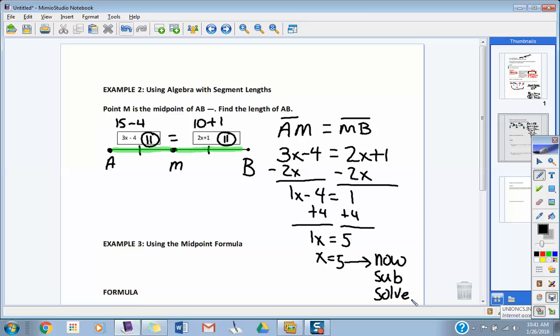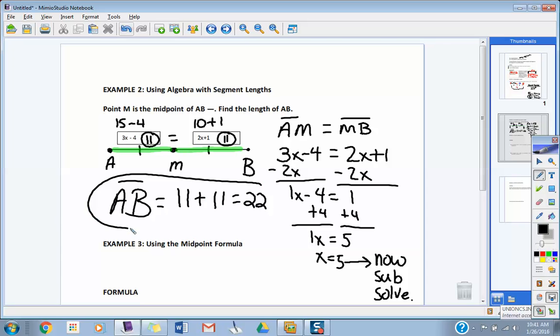What's the distance from A to B then, kiddos? What's the distance from A to B? 22. Yep, it's 11 plus 11, which is what value? 22. 22 units. Very good, guys. Now again, midpoint. You just got to think, all right, divide stuff into 2 equal segments. Midpoint's right in the middle.